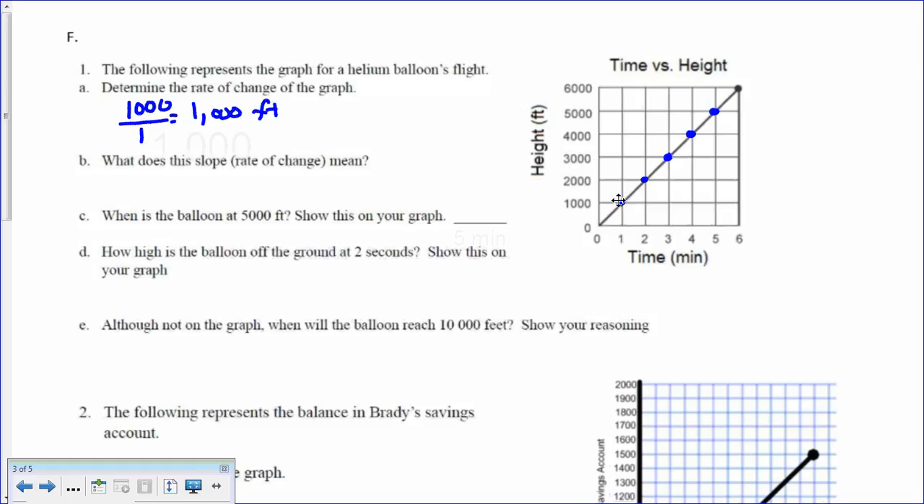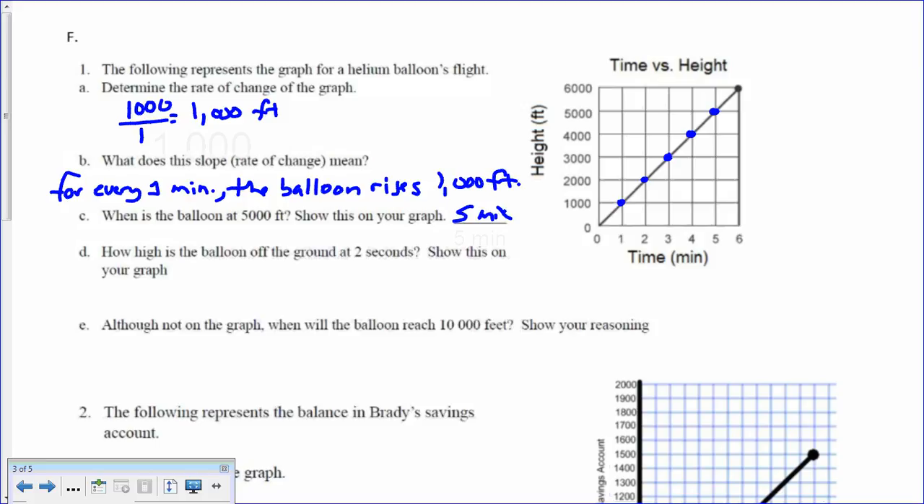So what does this mean? Basically, for every 1 minute, the balloon rises 1,000 feet. That's what it means in this situation. And again, when is the balloon at 5,000 feet? Well, right at this point, which is at 5 minutes. And where is that on the graph? I'll just put a green X on it. It's right there.